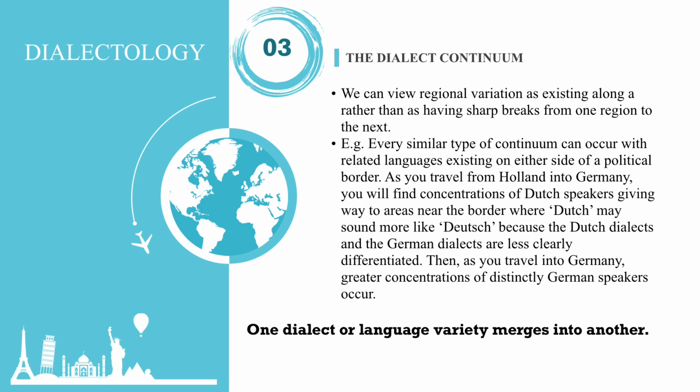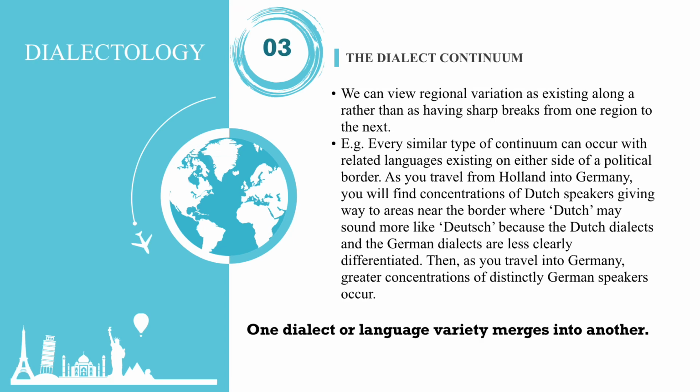The next is about dialectology. The first is about the dialect continuum. We can view regional variation as existing along a continuum rather than as having sharp breaks from one region to the next.